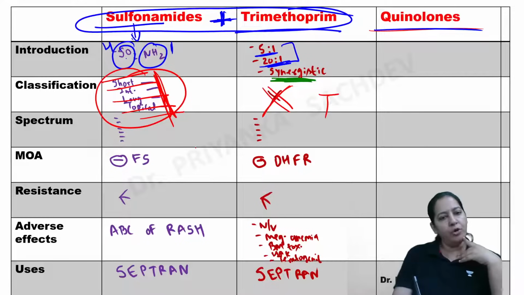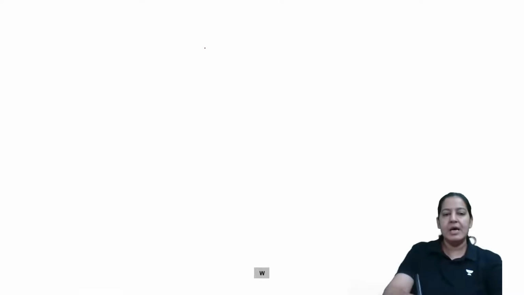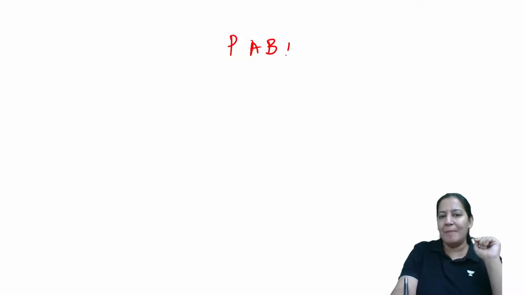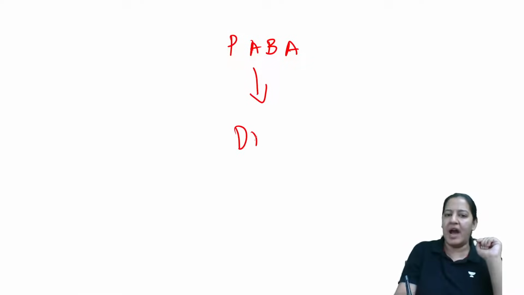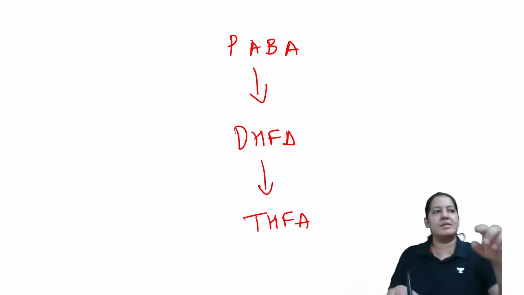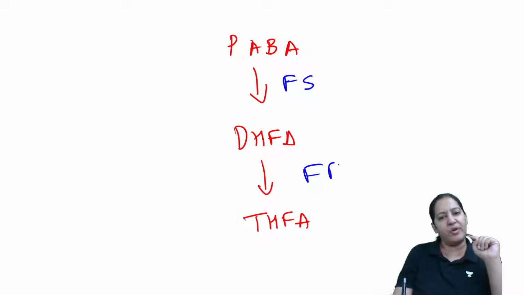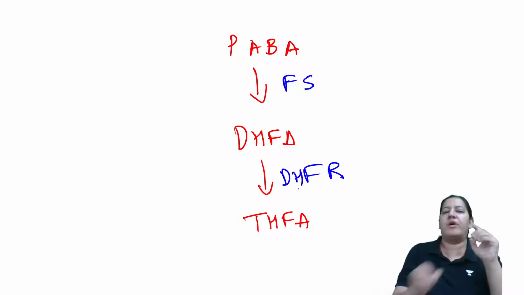Coming to the spectrum, both are broad spectrum, right? What is the mechanism of action? They both block one enzyme. You know the sequence. PABA, that is para amino benzoic acid, gets converted to dihydrofolic acid, and dihydrofolic acid is converted to tetrahydrofolic acid. Two enzymes are required for this conversion. For the first conversion, the enzyme is folate synthetase, and for the second conversion, it is folate reductase. Say it completely, dihydrofolate reductase.